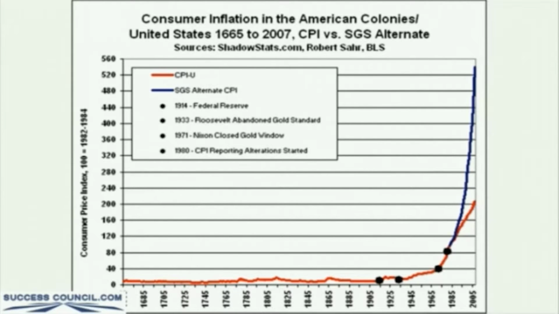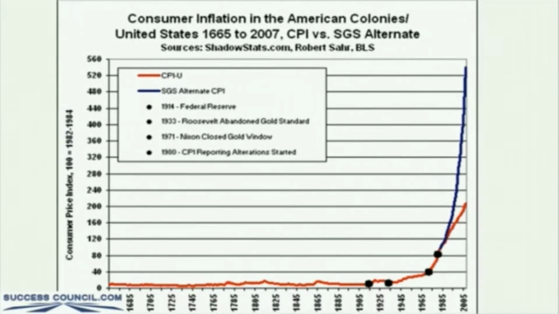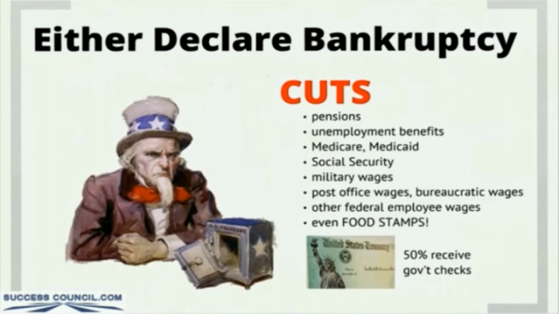So the government will have two options to deal with being unable to meet its obligations. First, it can simply default on its loan payments and declare bankruptcy. If that happened, funding for the pension checks, unemployment benefits, Medicare, Medicaid, and Social Security would dry up. The government would no longer be able to send out wages to the military, post office workers, bureaucrats, and all other federal employees. It wouldn't even be able to send out food stamps to the 46 million people who depend on them to eat every day.